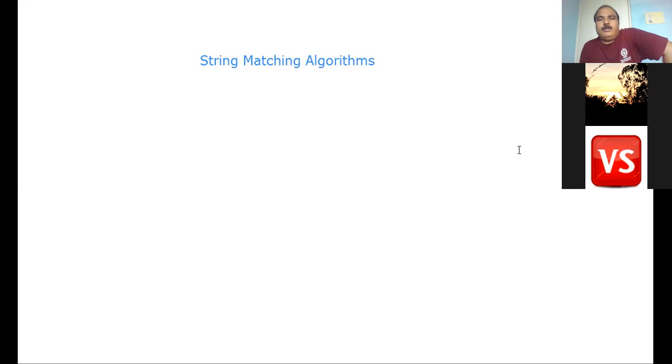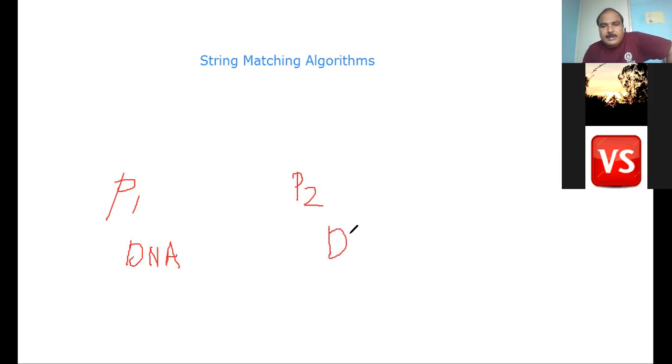Then, to find the similarity between two persons. P1 and P2 are two individuals, and each individual has a different DNA sequence.